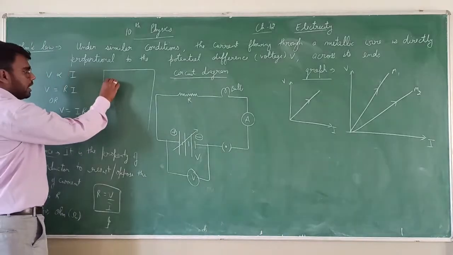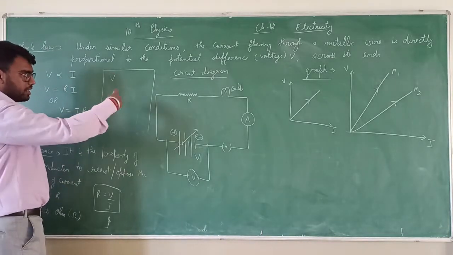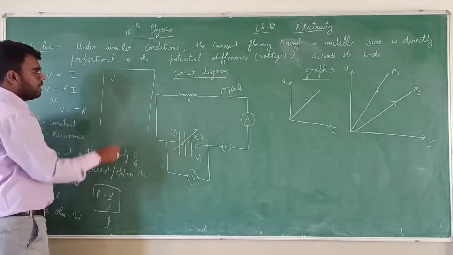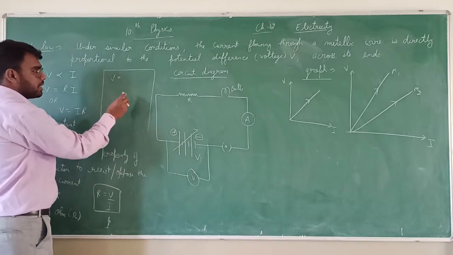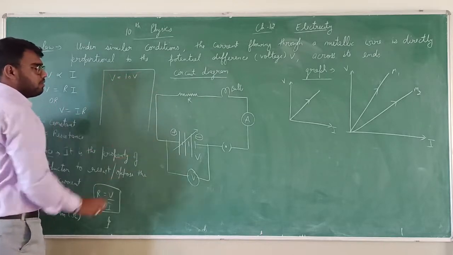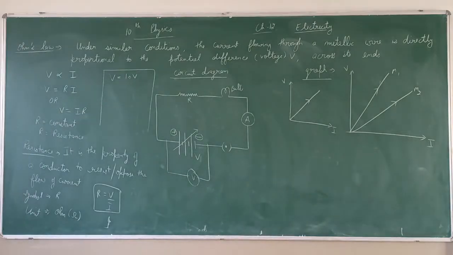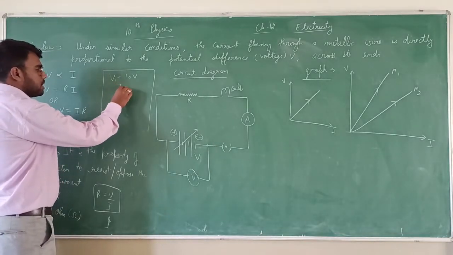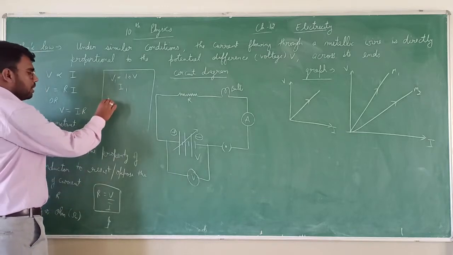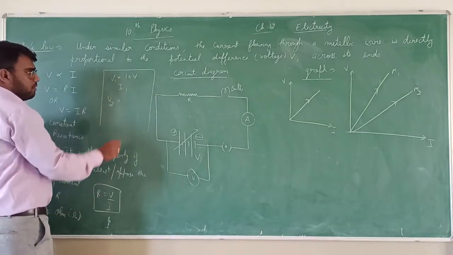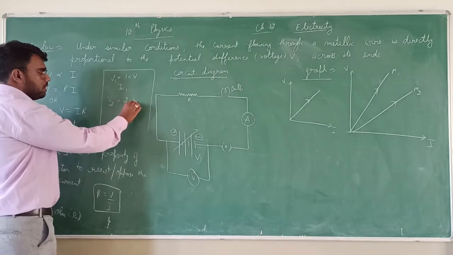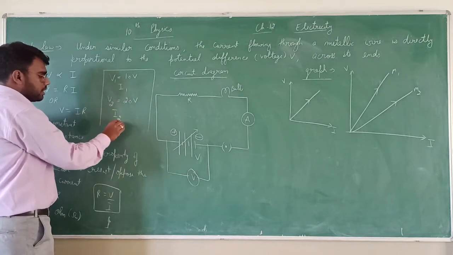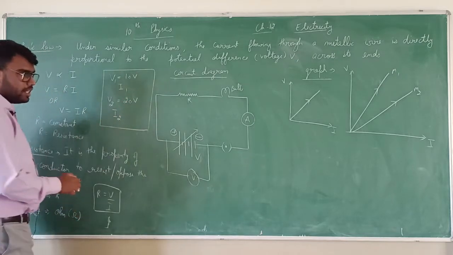Let us say we have a circuit and everything is the same. First we connected this circuit with a battery of 10 volt. We have applied a potential difference of 10 volt, so there will be some current flowing. Let us say this is V1 and the current is I1. Now if, instead of 10 volt, we use 20 volt, there will again be some current I2. We haven't changed any condition.